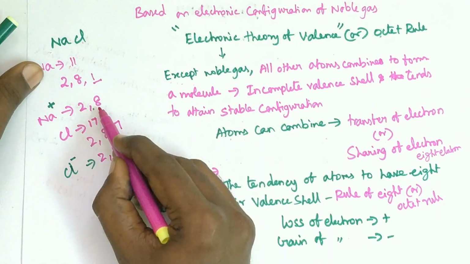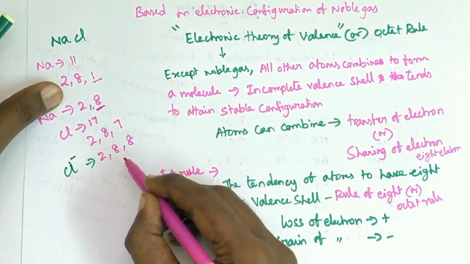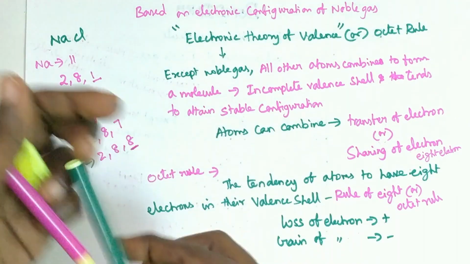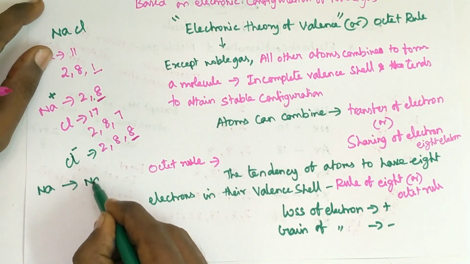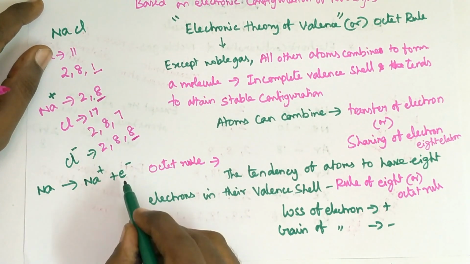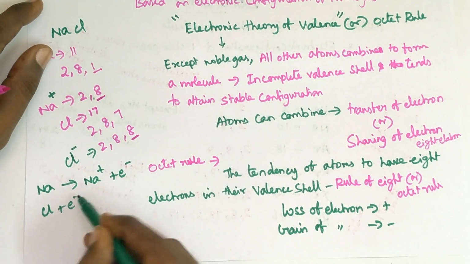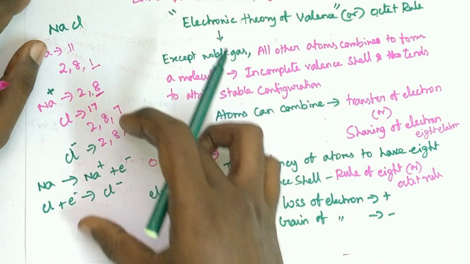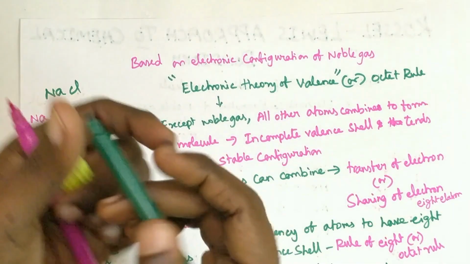You see, sodium loses its 1 electron to form the stable 2,8 configuration. Chlorine gains 1 electron to attain a stable configuration. That's why in the textbook they give sodium as Na plus plus e minus, meaning it lost only 1 electron. In the case of chlorine, it gains 1 electron and becomes Cl minus. This is an example for the octet rule.